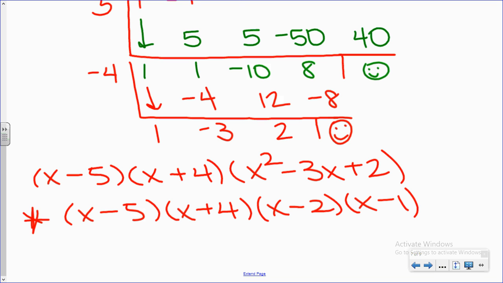On your gold sheet, you have homework from page 144. The first few will be just straight up division problems, and then you'll get more into the factors and verifying factors and the factor theorem and that kind of stuff.